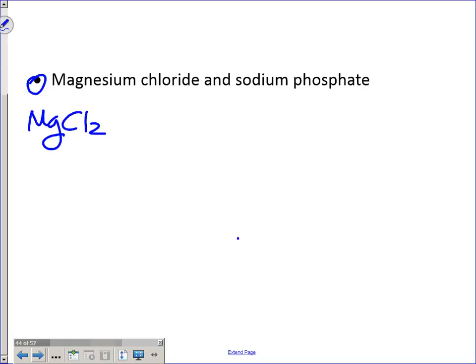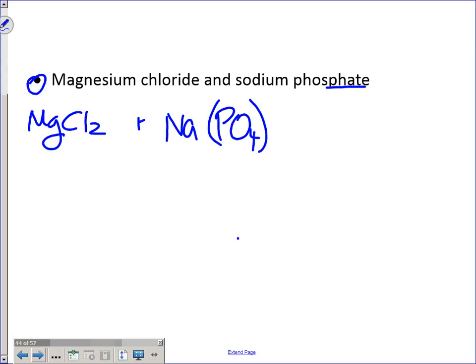Give me just a little thumbs up if you got magnesium chloride so far. Sydney, you with me? That's sodium phosphate. There is a P in it. This is phosphate, not phosphide. PO4.